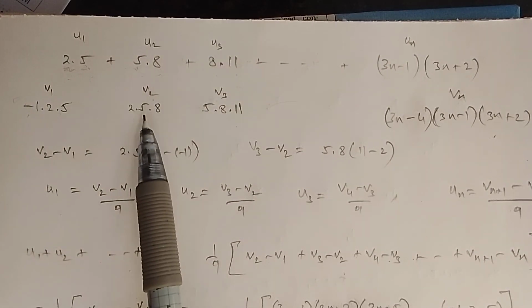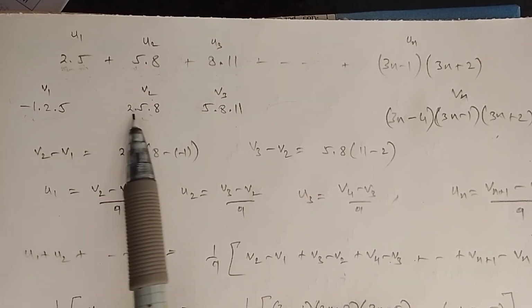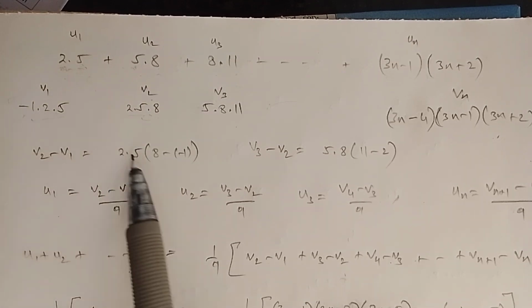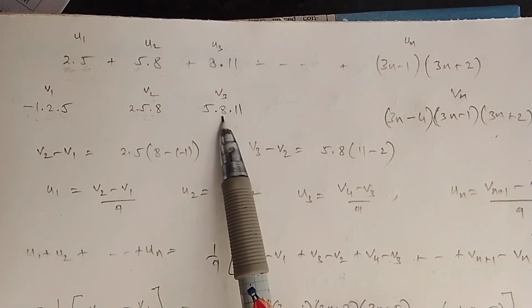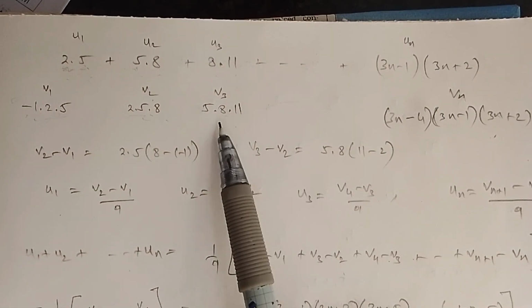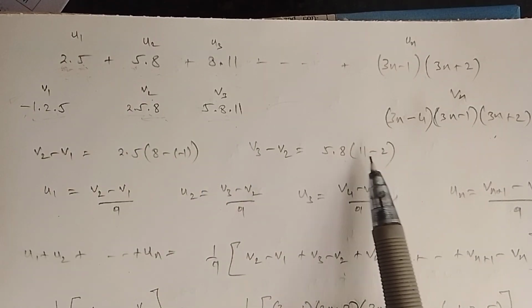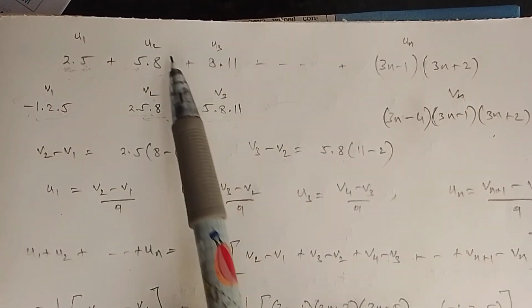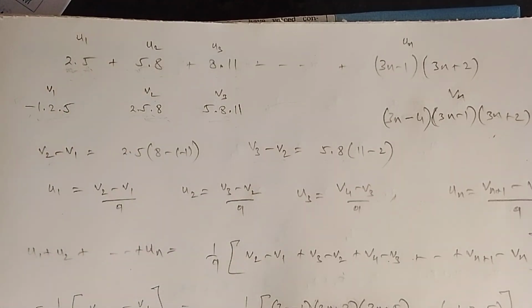It helps like this: v2 minus v1. This becomes 2 into 5 into 8 minus minus 1, and 5 is common to both, which equals 9 times 5, right? Similarly, v3 minus v2: 5 and 8 are common to both, so we get 5 into 8 into 9. So essentially v3 minus v2 is 9 times u2. Similarly, v2 minus v1 is 9 times u1.